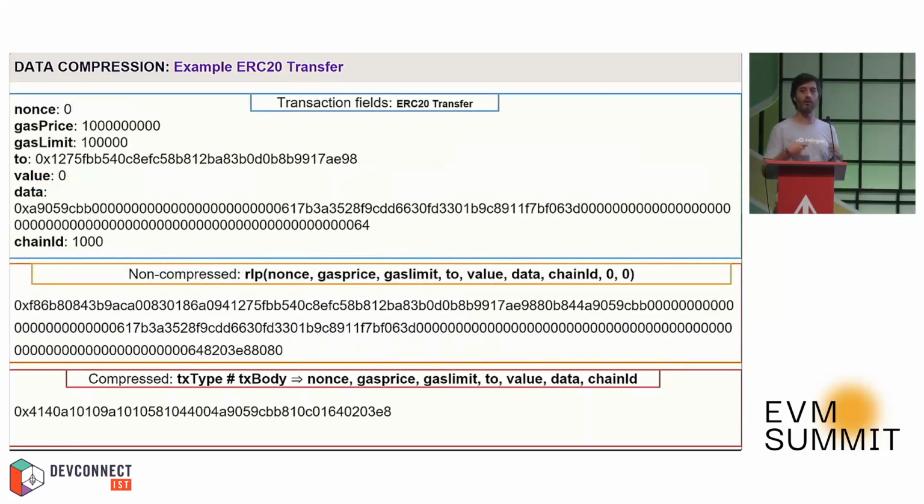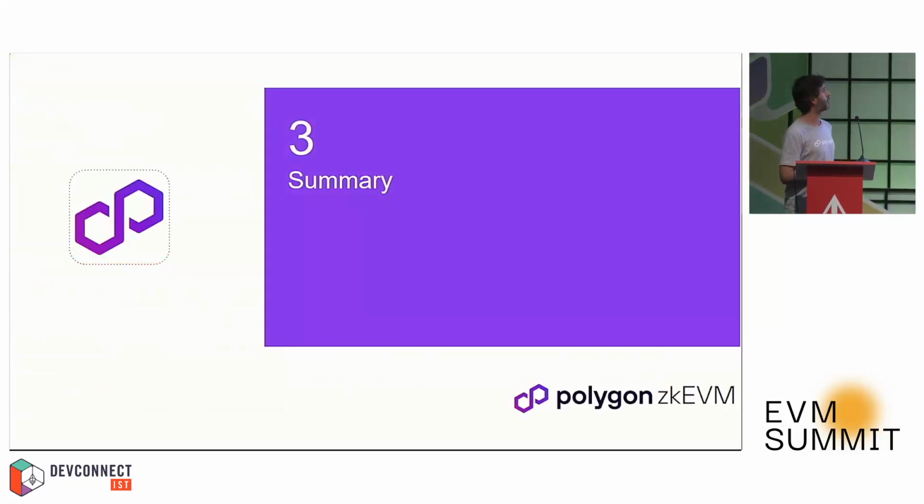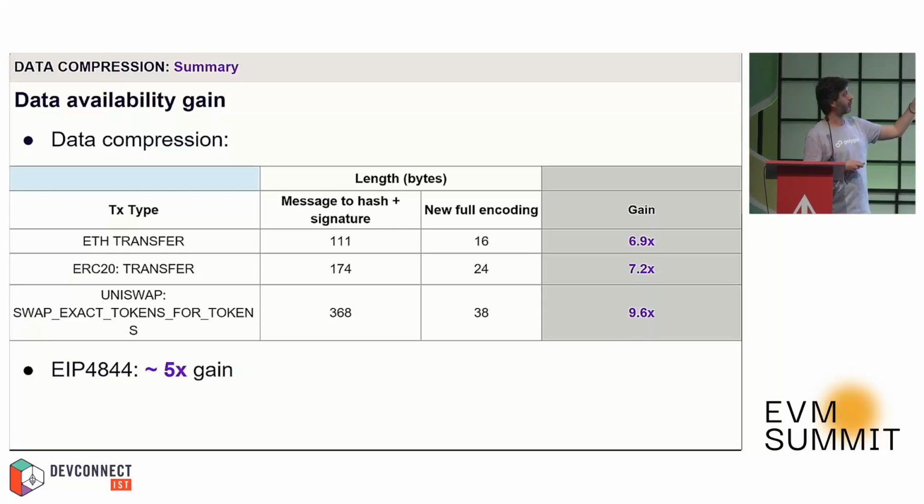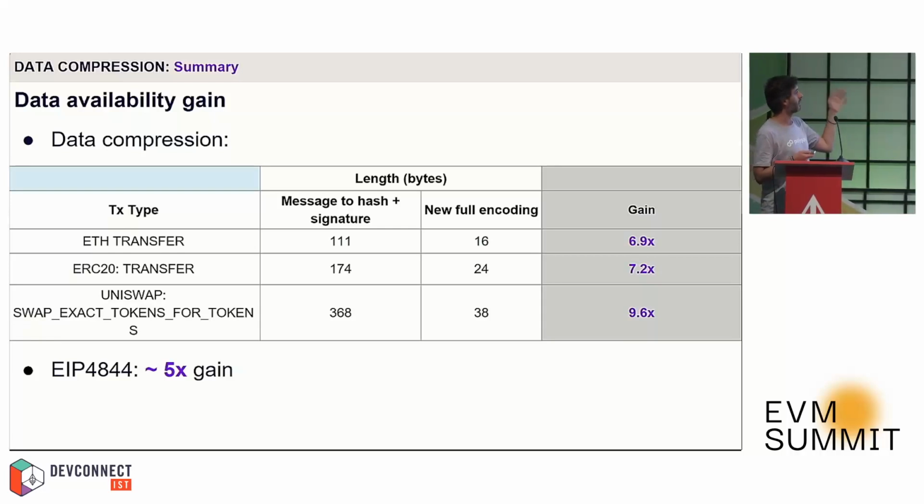Well, here is a summary of all the data strings that I presented. And basically, in an Ether transfer, for example, we move from 111 bytes to 16. And we did some testing regarding very standard transaction types, I would say. And the reduction is about 7.5x, which I think is quite a lot. If we put that all together with EIP 4844, the data availability that you put on chain, we will have some 5x gain.